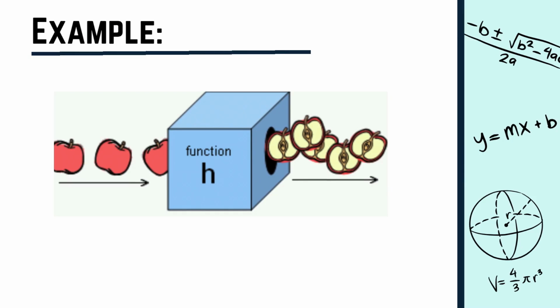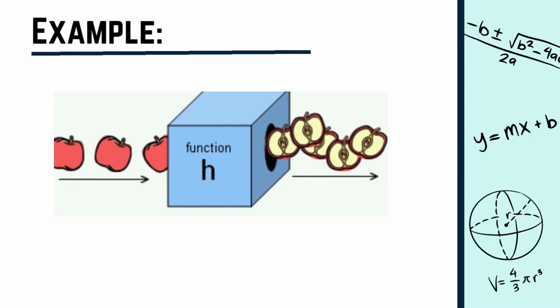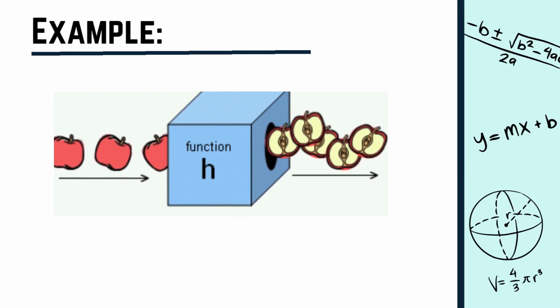Here is a visual example of a function. Let's say we have an apple as our input, and then we put it into function h or process h, and the output is that the apple will be cut into half. So that is an easy example of a function.